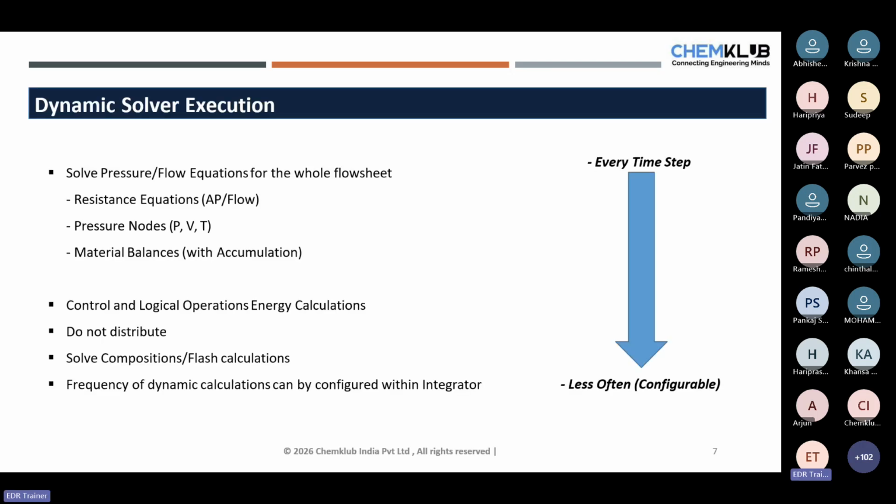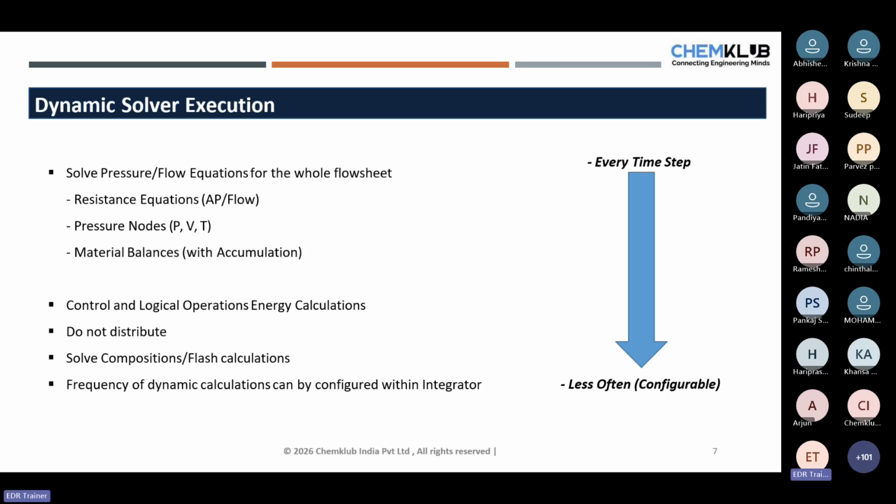Coming to dynamic solver execution, let us understand how Aspen HYSYS Dynamics performs calculations internally. The software continuously solves pressure flow equations, material balance, energy balance, control equations, and flash calculations. So these are the calculations. The material and energy balance and flash calculations are done at the steady state level as well. The only two additions are the pressure flow equations and the control equations.